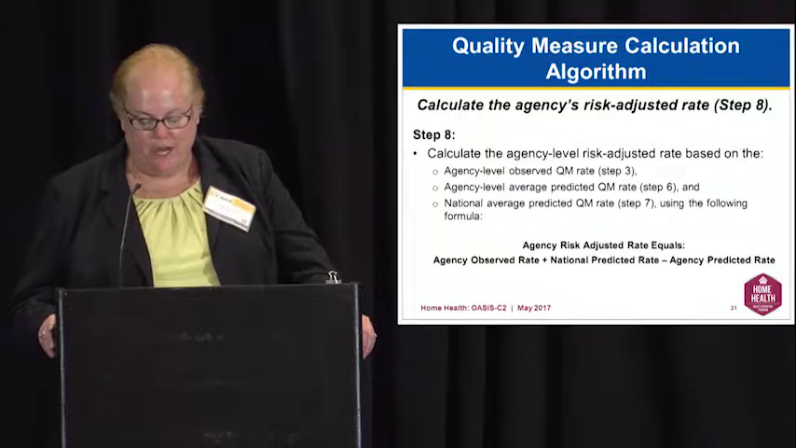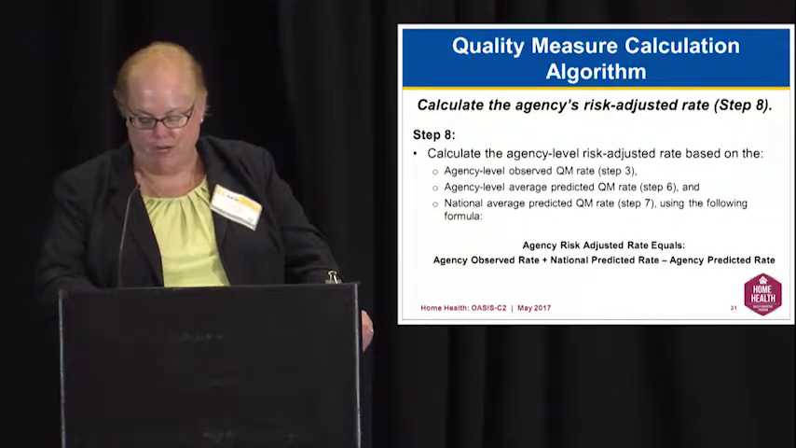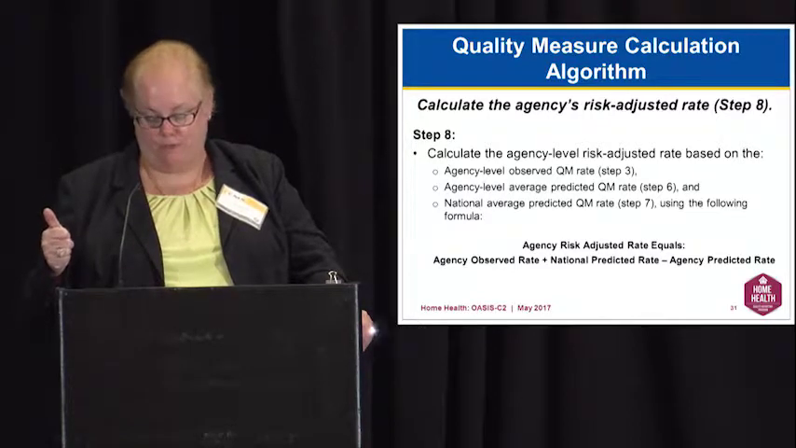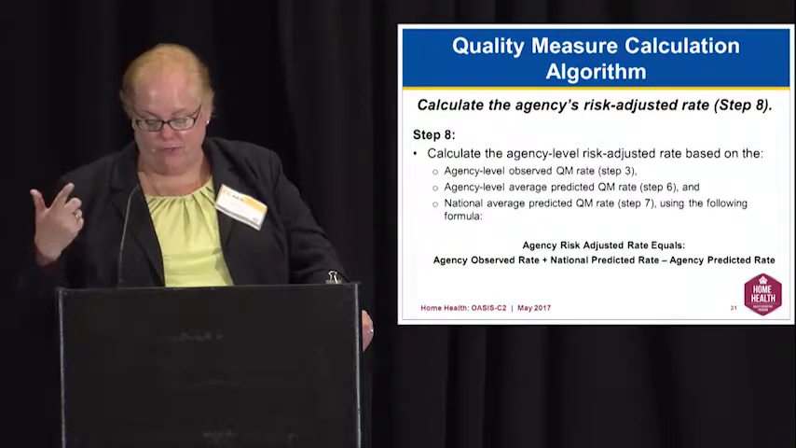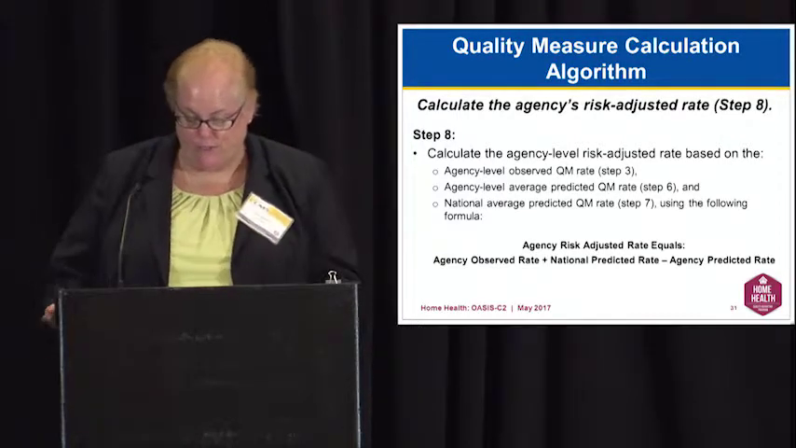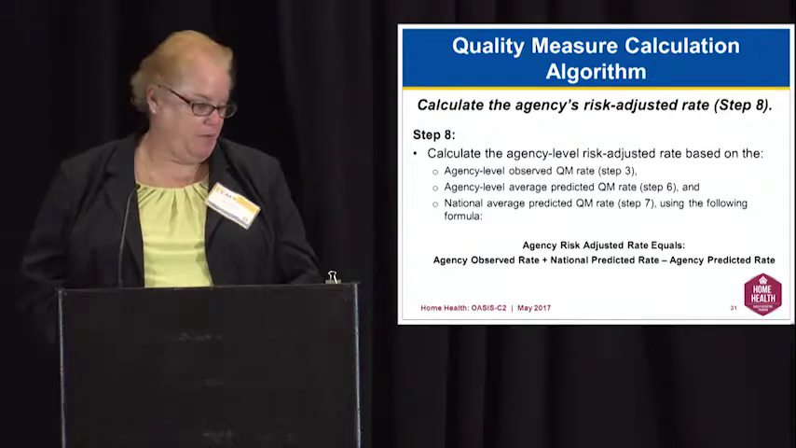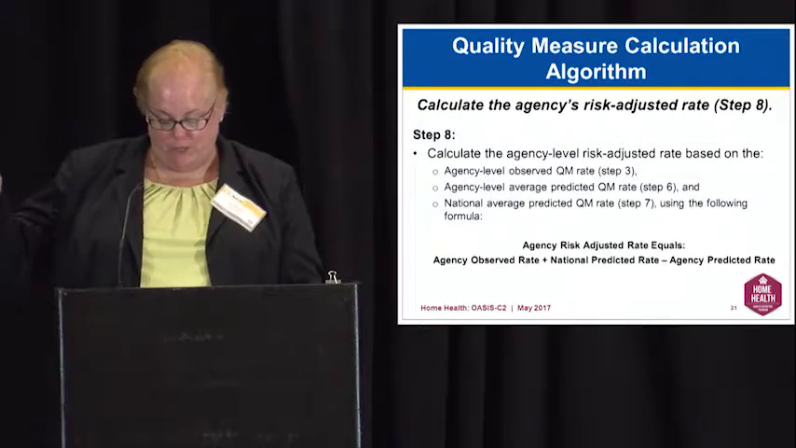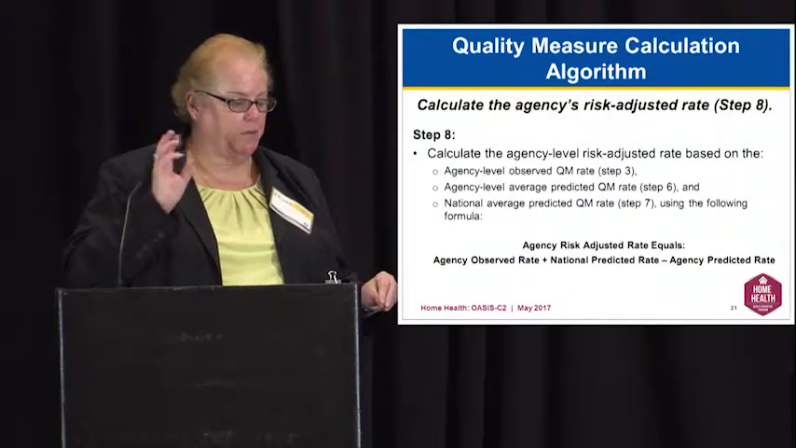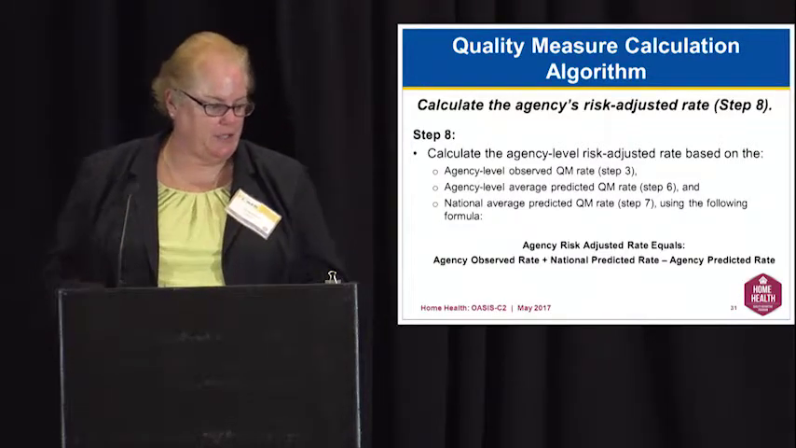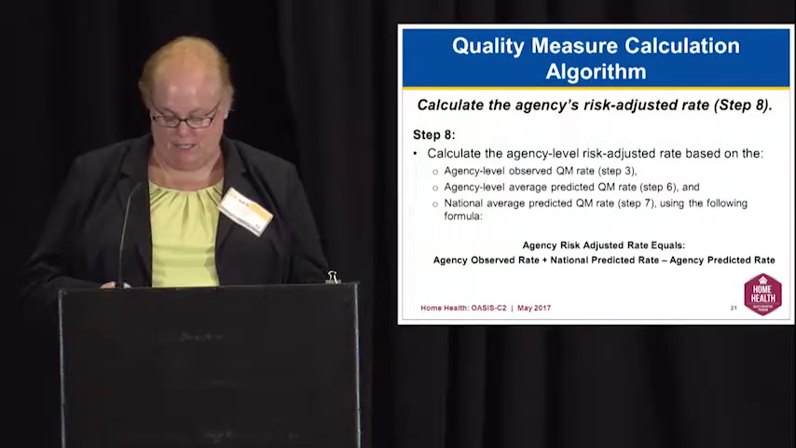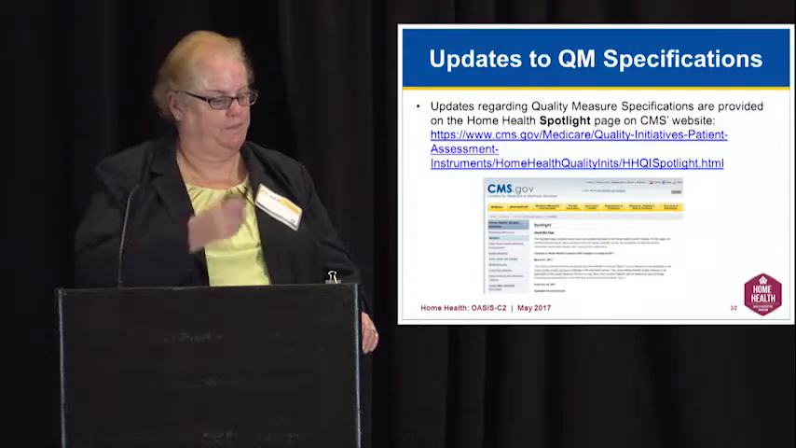And to do this, you're going to calculate the agency level risk adjustment rate based on the agency level observed QM, which is step 3, the agency level average predicted QM rate, which is step 6, and then the national average predicted QM rate using the following formula. So you would take the agency risk adjusted rate, and that equals your agency observed rate plus your national predicted rate minus the agency predicted rate. And like I said, the nice thing is this is done for you.